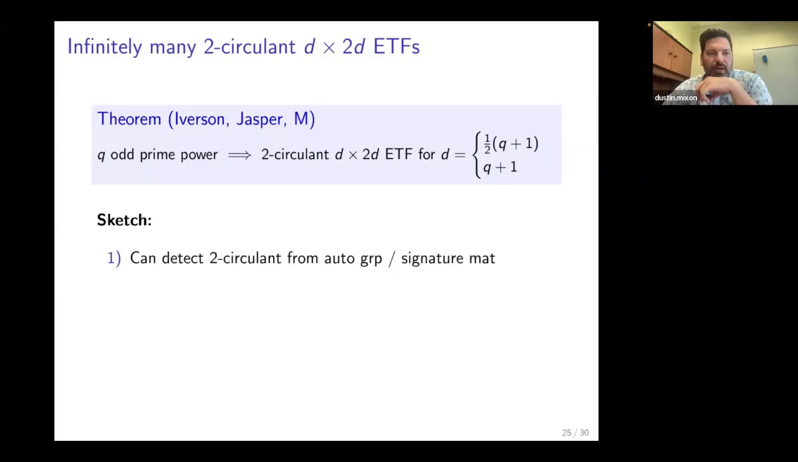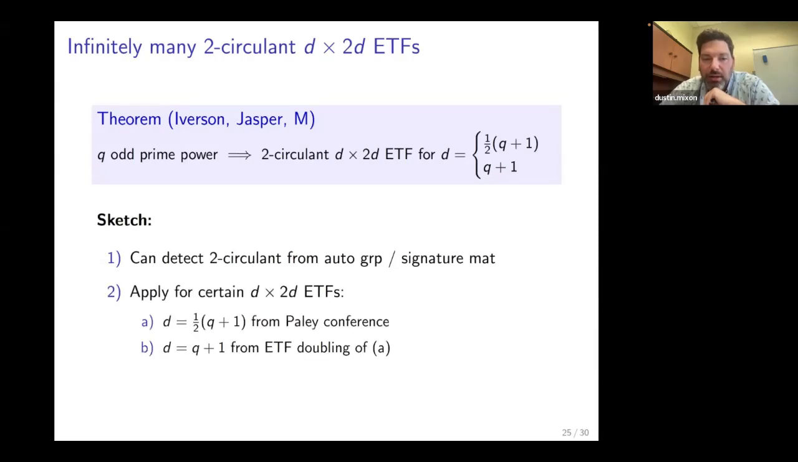What we do is we can look at a signature matrix and suss out what the automorphism group is. So the symmetries of the lines is given to us from the signature matrix. And then we can suss out from the automorphism group whether it's T-circulant. We hunt for a permutation of the appropriate cycle type, and then we extract the T-circulant structure from that. So we run that machine on the Paley conference graph, and its double, and we're able to show that these things are in fact T-circulant.